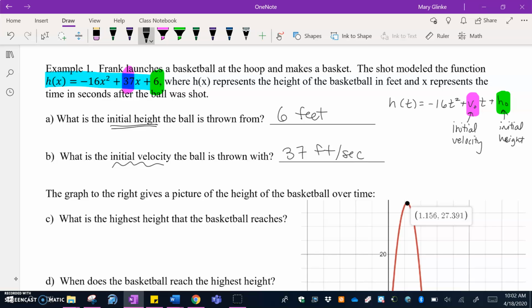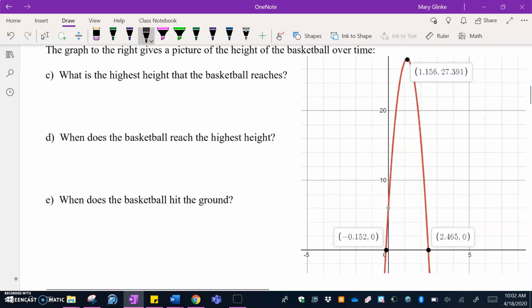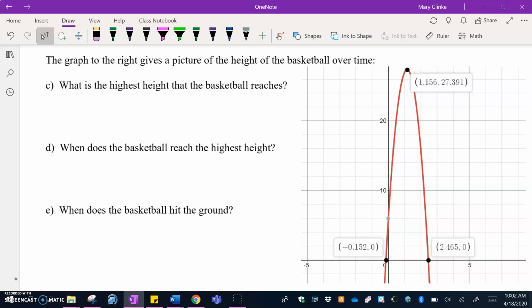Once we have that initial setup of plugging in the velocity and plugging in the height, then we can analyze this quadratic using the stuff that we've learned previously from this chapter. So what we're going to do is take a look at the graph of this. This is the graph of that basketball. Whenever you see something asking for the highest height, what that is asking for is some part of the vertex. So in your vertex, you have your x coordinate and your y coordinate. So in this word problem, the x coordinate is the time, the y is the height.